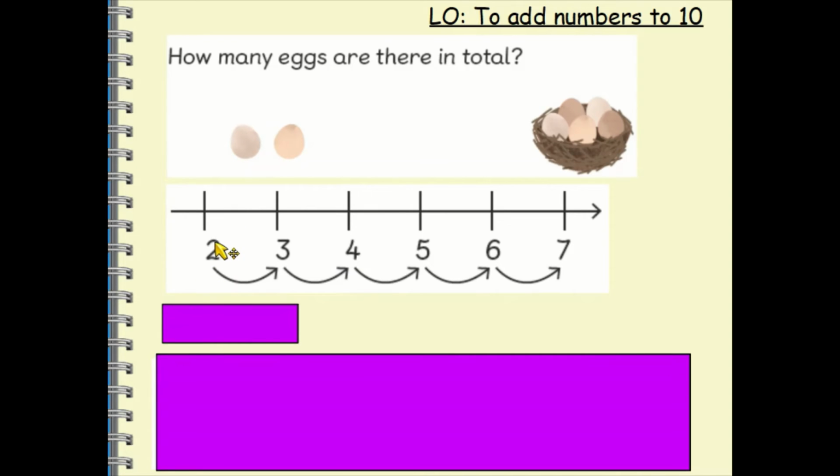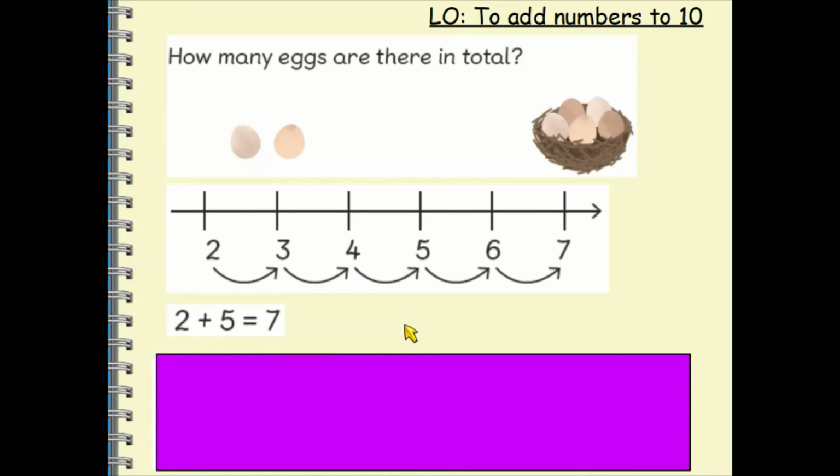I'm going to do 5 jumps because there are 5 eggs in the nest. So 2 and then 5 jumps. 1, 2, 3, 4, 5. And I land on number 7. So 2 add 5 equals 7.